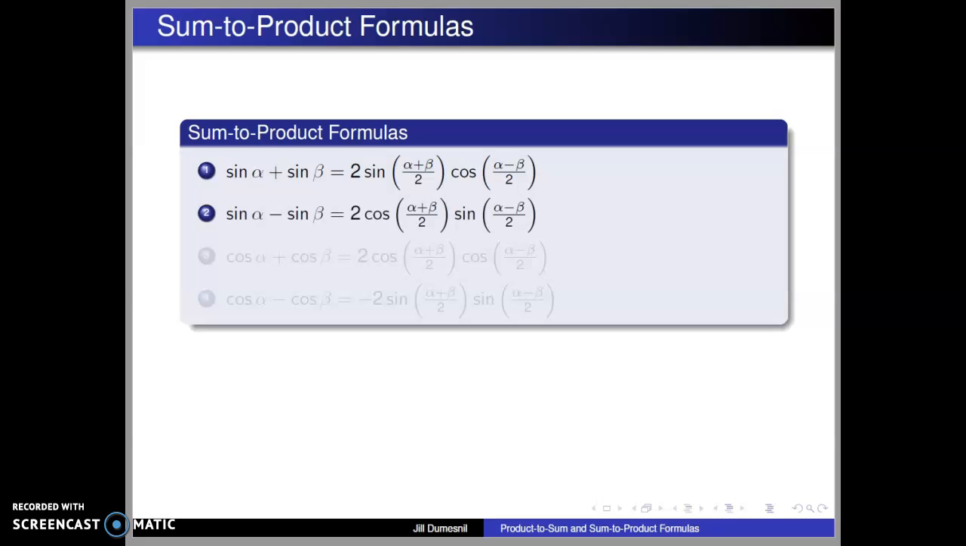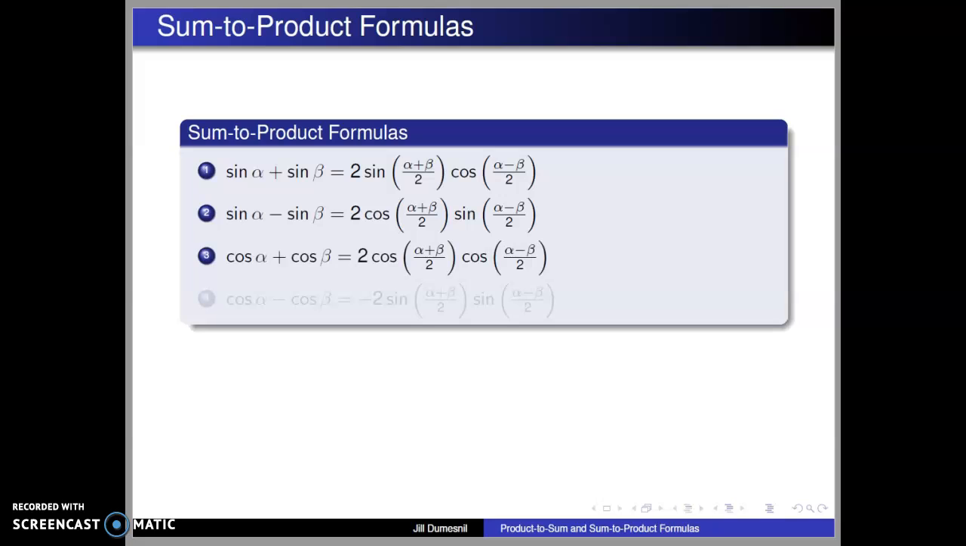The second formula is for the difference of two sines. Notice the similarities between these two formulas. The product has one factor of sine and one factor of cosine. By the way, these are not the kind of formulas I recommend memorizing. Knowing they exist and being able to locate and use them when appropriate is probably enough.